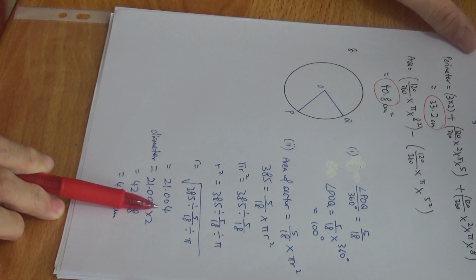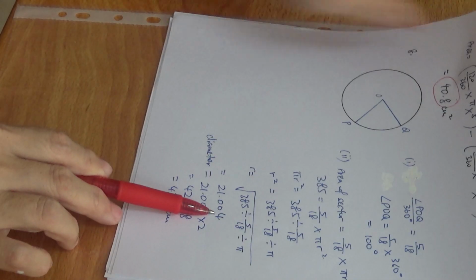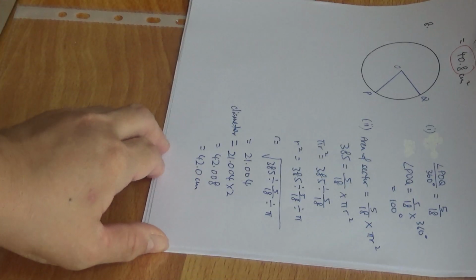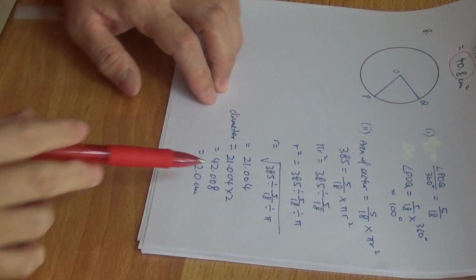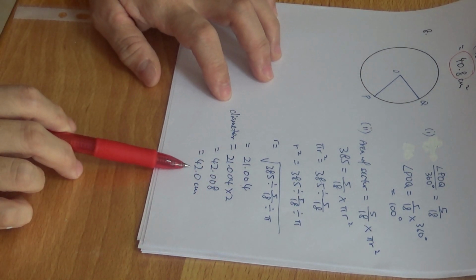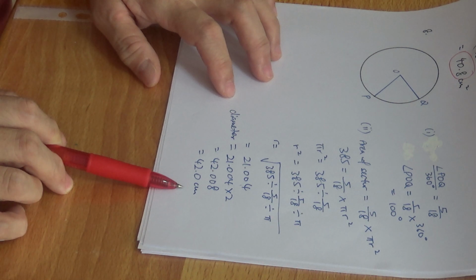But the question, as you can see, asks for the diameter. So in order to get the diameter, I will have to take the radius times 2. So I will get 42.0 cm. Alright, that will conclude question number 8.